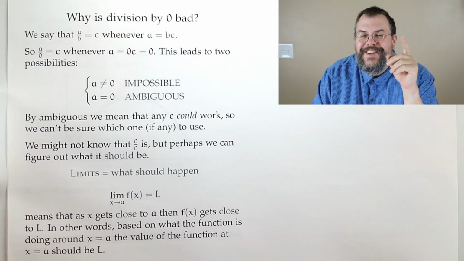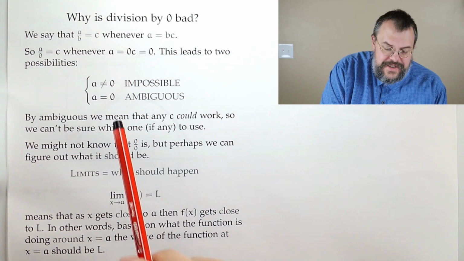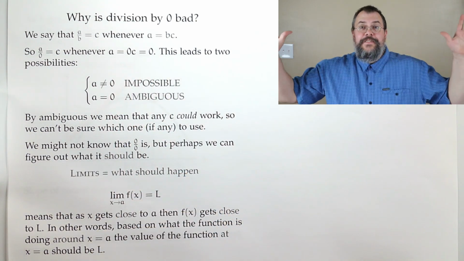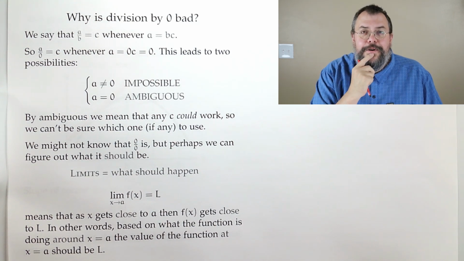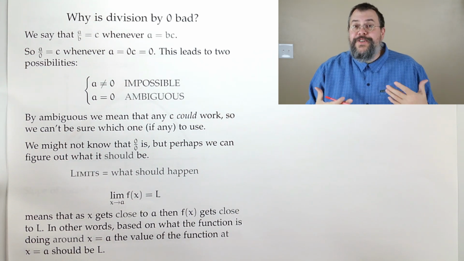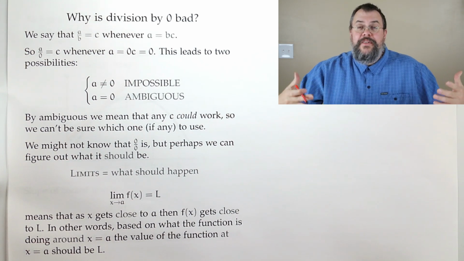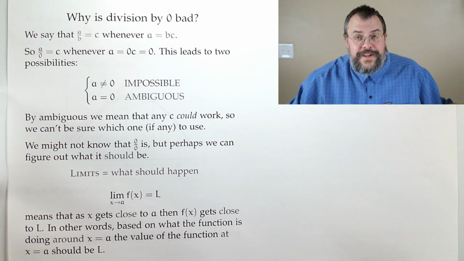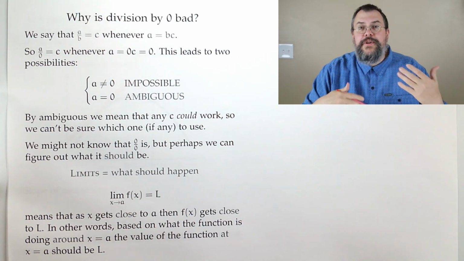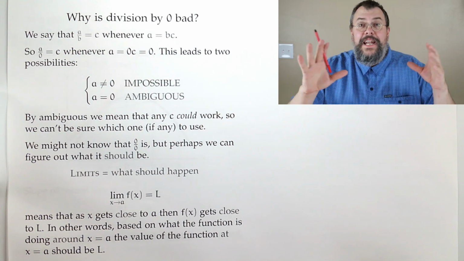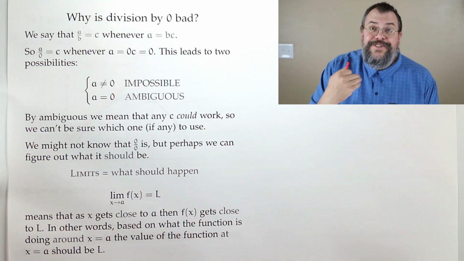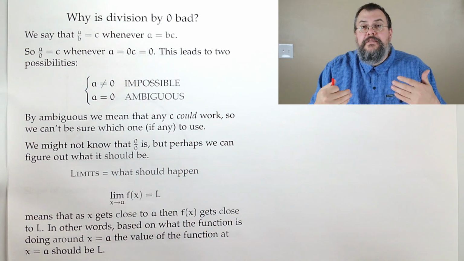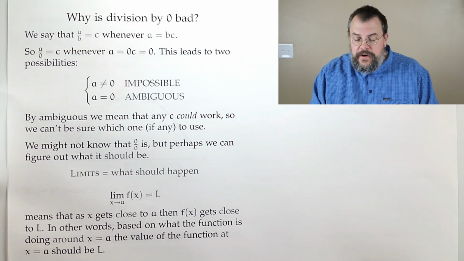But wait a second. What if the numerator is 0? Then I have 0 equals 0, and life is good, right? Except for one thing. What's the right choice for C? When we ask what C makes it true, the answer is that any C would work. So there's not one particular possible answer, there are many possible answers. That tells us we don't know what it is. It's an ambiguous value.